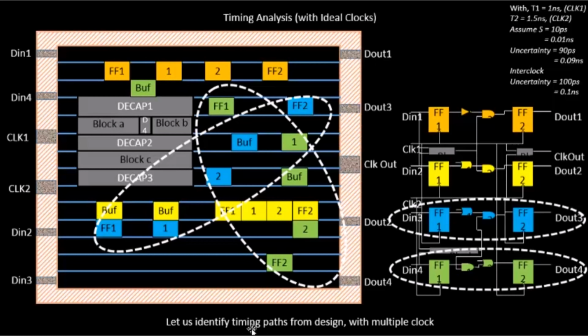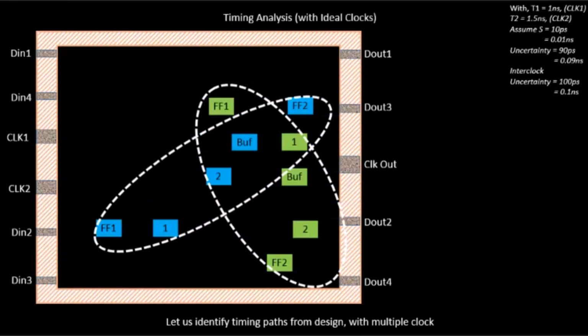Let's now focus on the timing paths with multiple clocks. These two encircled ones are the timing paths from the design with multiple clocks. Let's try to identify the combinational delay out of it. We have removed everything else from here. So now the combinational delay for the blue colored logic comes to something like this.